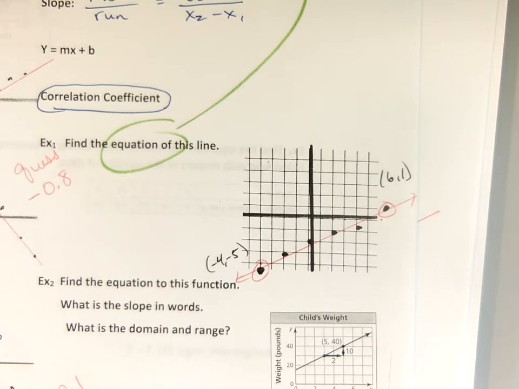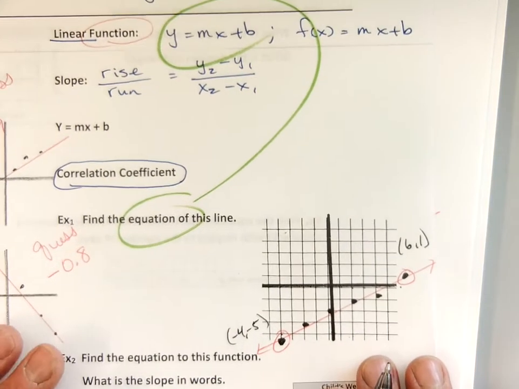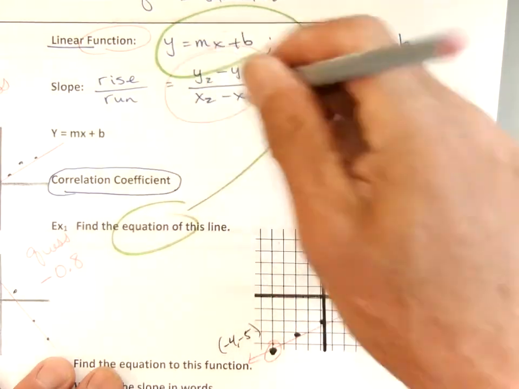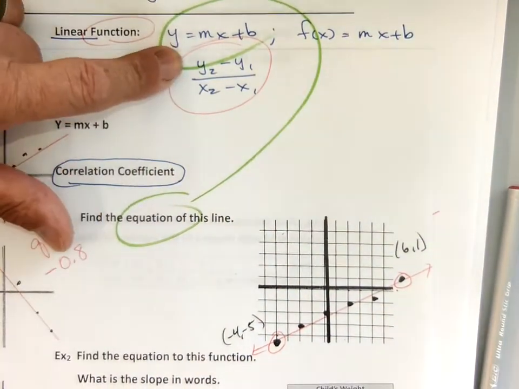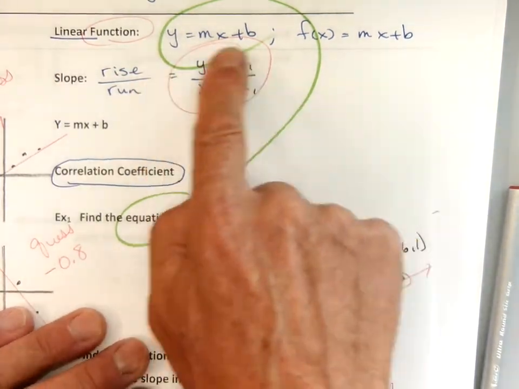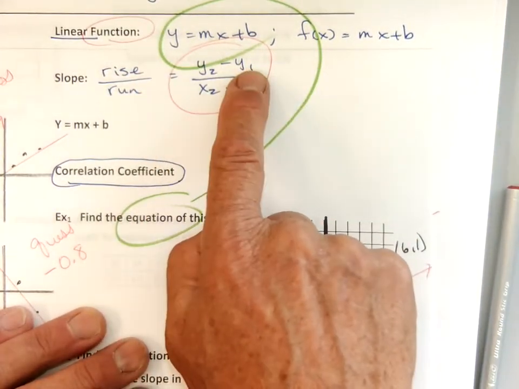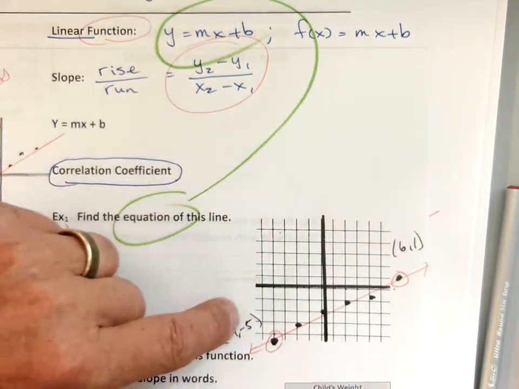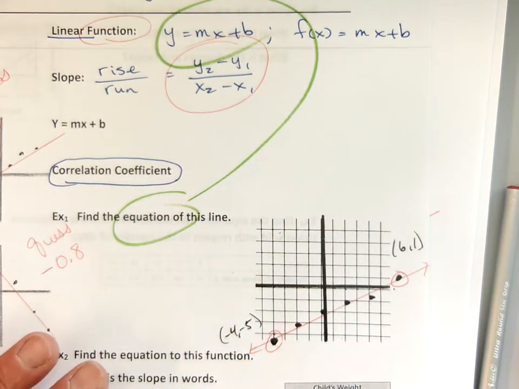I pick 2 points. If I have 2 points, I can find the slope. So the first thing I'm going to do is use this formula to find the slope. Okay, so the slope formula. Every point to use this formula, it's got y's and x's in it, right? This formula's got y2, y1, x2, x1. So every point's got an x and a y, right? Every point's got an x and y.